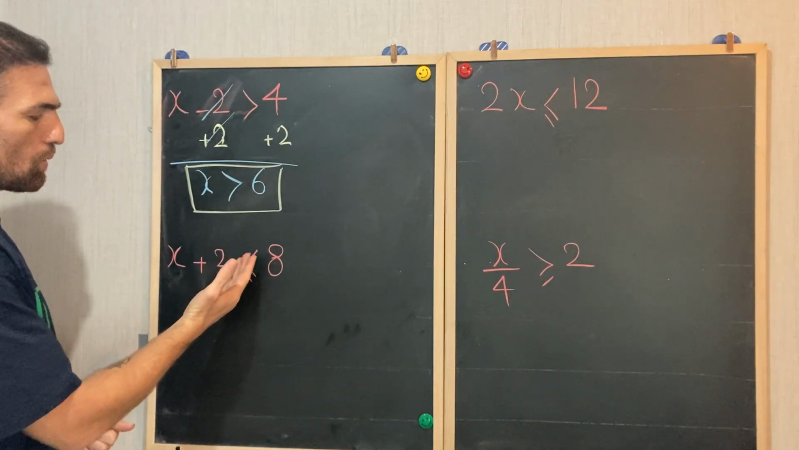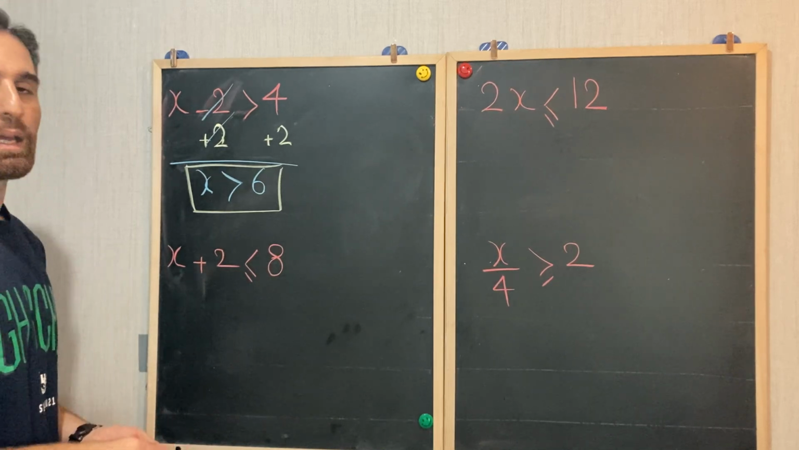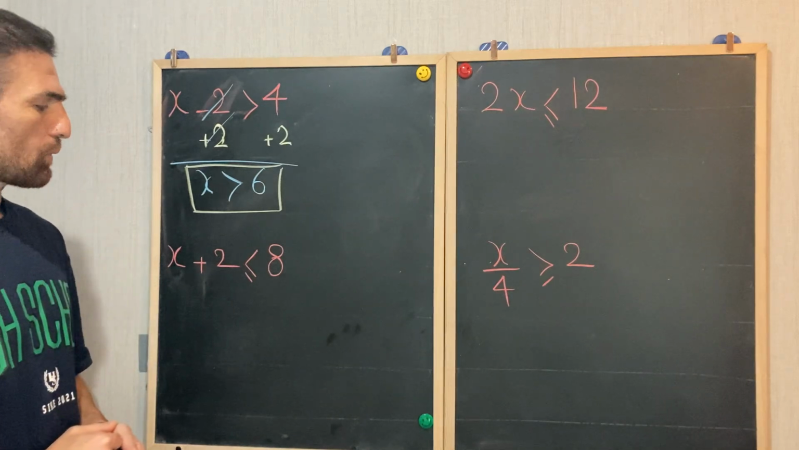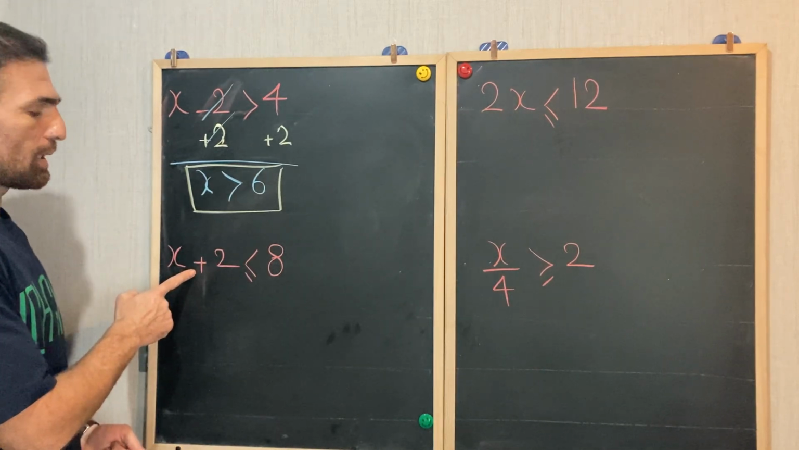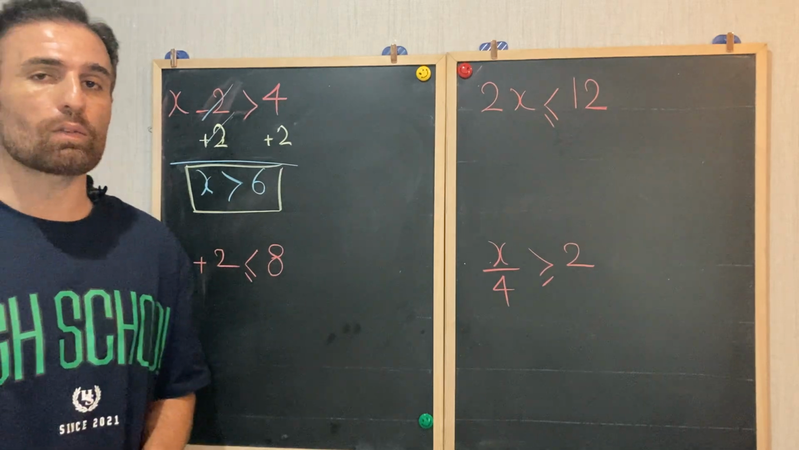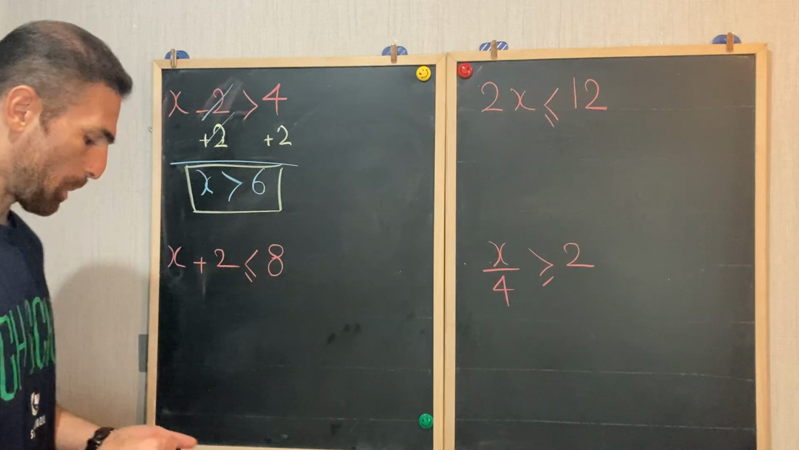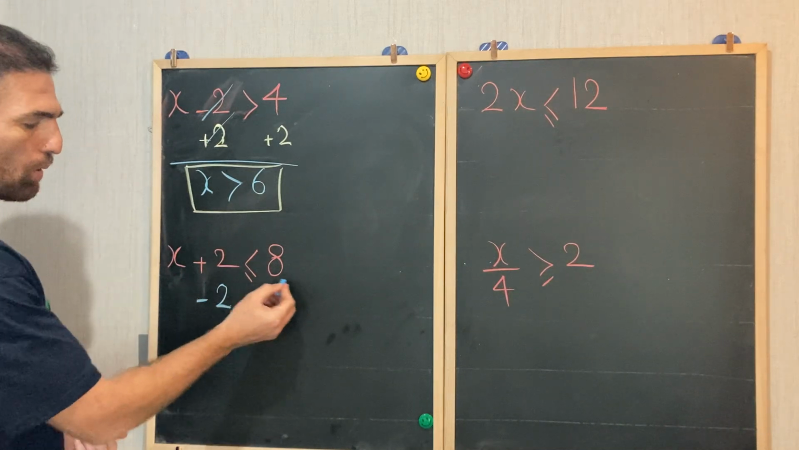X plus 2 is less than or equal to 8. What should we do? Isolate the x. X plus 2. You can see here addition. What is the reverse operation of addition? Subtraction. Plus 2 minus 2, but on both sides.